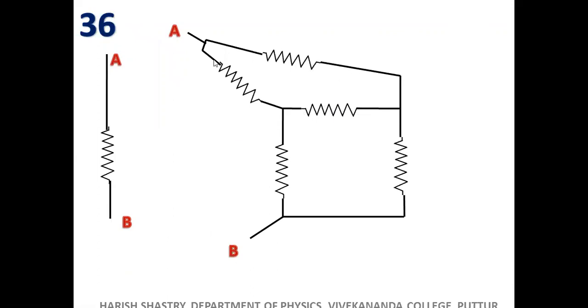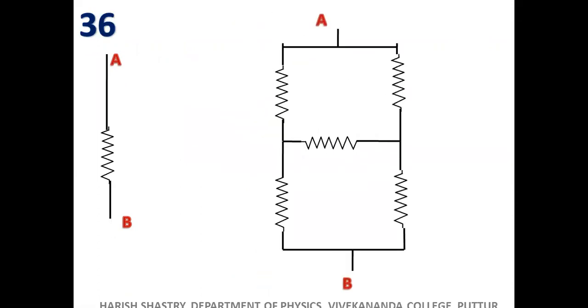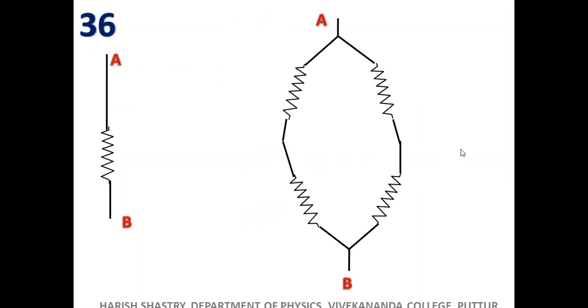So one resistance from here to here we have removed and we have kept here. You have to keep that in mind. Now turn it. Does it look like Wheatstone's now? At least now, right? Just turn it like this. Now this is a useless fellow because no current flows through this resistance. You can remove it. This is Wheatstone's.